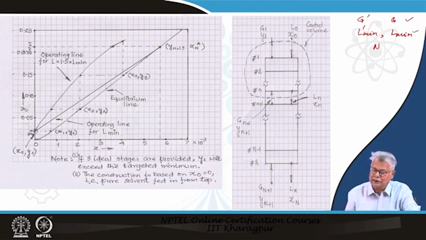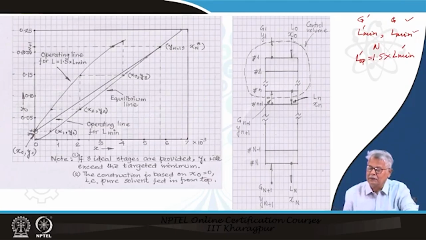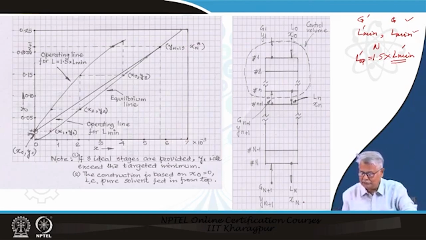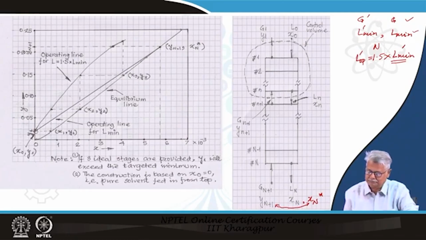We have told you how to draw the operating line. The operating line has to be drawn with a particular L operating value, which is typically around 1.5 times L minimum. Now, we also have told you how to determine this L minimum, because under this L minimum condition, this particular concentration is basically Xn star, which is in equilibrium with the corresponding Y here.